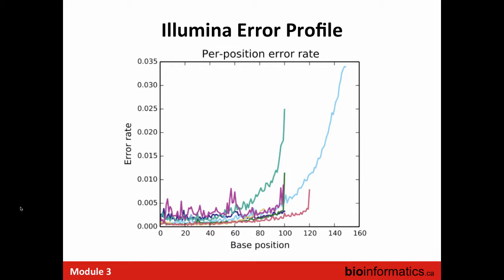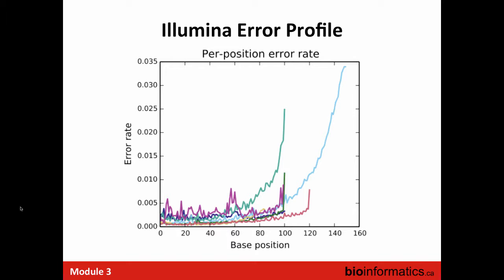Did we have a question back here? So if you sequenced a genome and then you had like 100 reads at some position, do you mean, or? Sorry, this is averaged over a lot of reads.